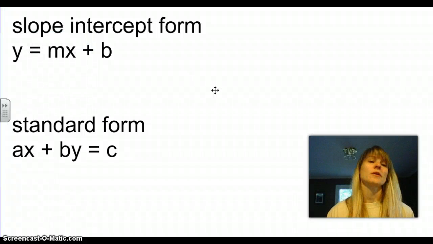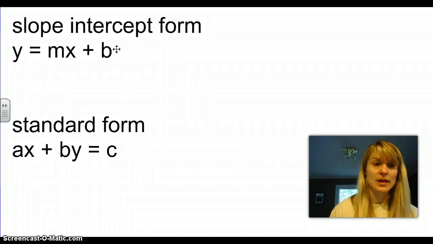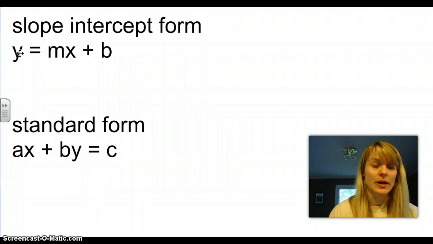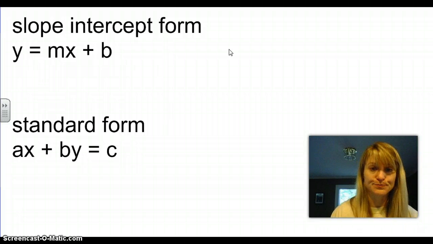Okay, so tomorrow we're going to be working on linear equations in standard form. Today we talked a lot about slope-intercept form. We talked about how it's y equals mx plus b. If you have an equation in this form, it makes a linear function. So if you see this, you should be able to tell me this equation will draw a line.